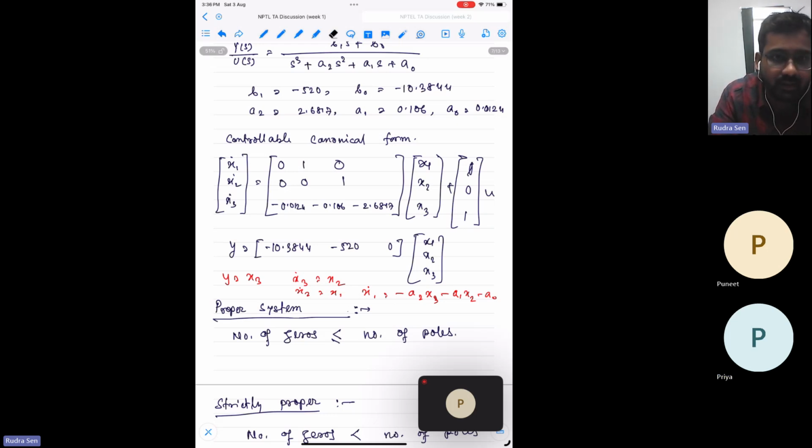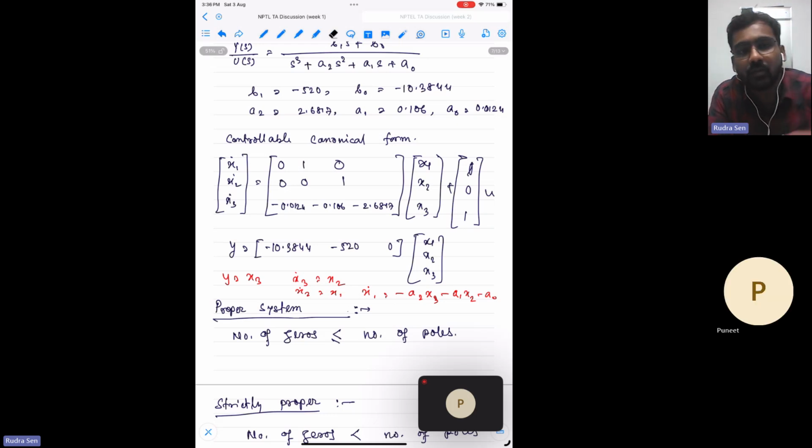If the system is already given to you, and the question says that my output is x2 or my output is x3, then accordingly you have to find out the controllable canonical form.